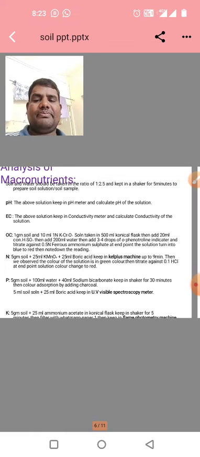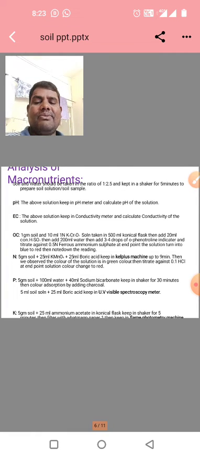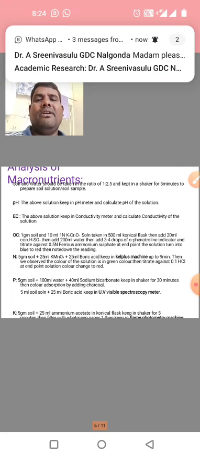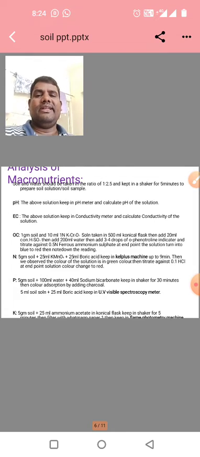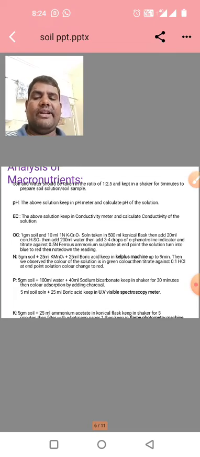Then potassium, 5 gram soil, add 25 ml ammonium acetate in a conical flask, keep in shaker for 5 minutes. Then we have to filter with Whatman number 44. Then keep the solution in the flame photometer and note down the readings in the suitable equation and find out the potassium.